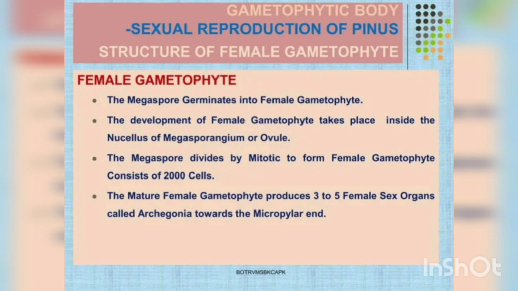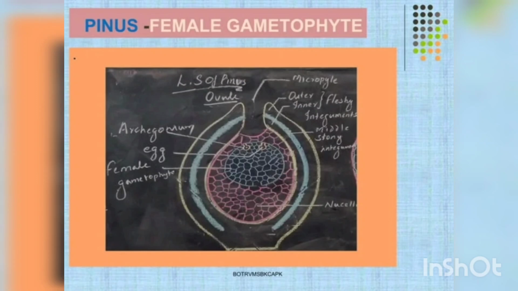Here the megaspore germinates into the female gametophyte. Everything happens inside the ovule, and by division it forms the female gametophyte, which is present near the micropylar region. So here we can see the structure of the ovule. We have already learned that it has 3 integuments. The pink colored region is the nucellus, and the blue colored region in the center is the female gametophyte. You can see the egg is marked out there.